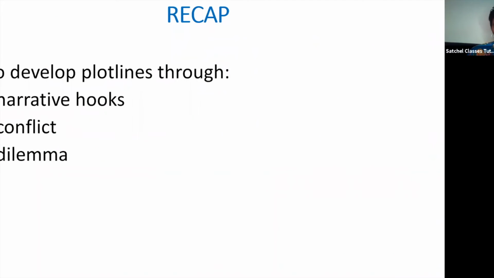So if you're stuck with writing your story, think about your narrative hook using DAD: description, action, or dialogue to hook the reader in. Think about all the problems and conflicts and complications that you can add, and think about using a moral dilemma to add that critical choice to make your storyline exciting.